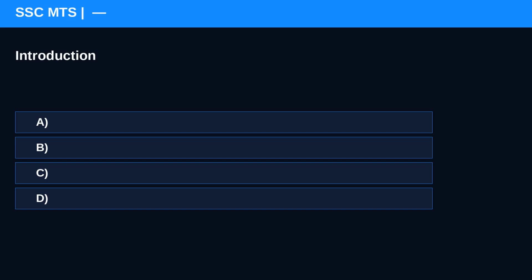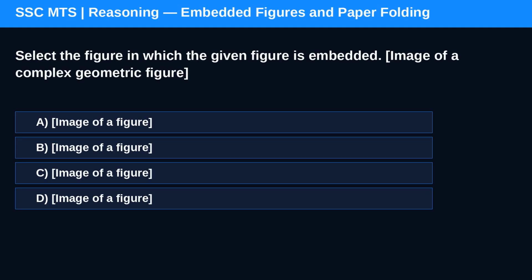Embedded figures, identifying a given figure hidden within a larger, more complex figure. Paper folding, visualizing the pattern formed when a paper is folded and cut, then unfolded. Question 1. Select the figure in which the given figure is embedded.